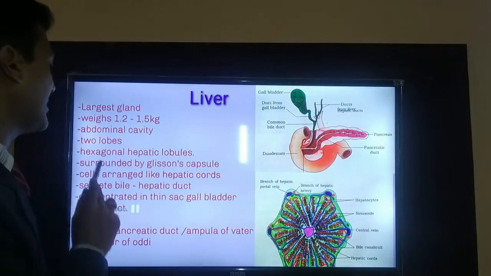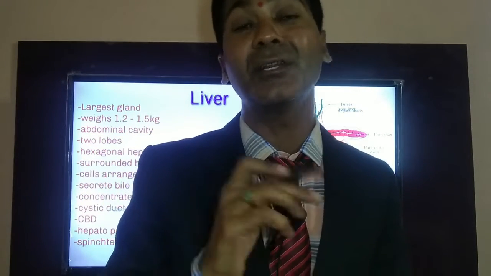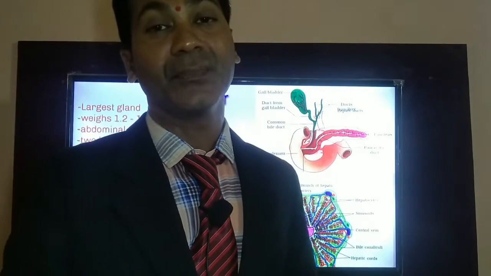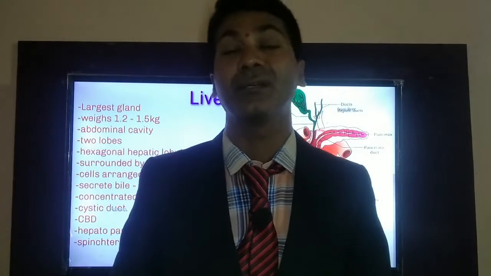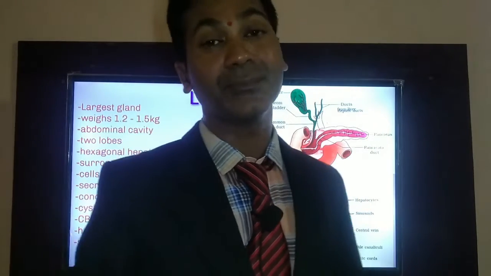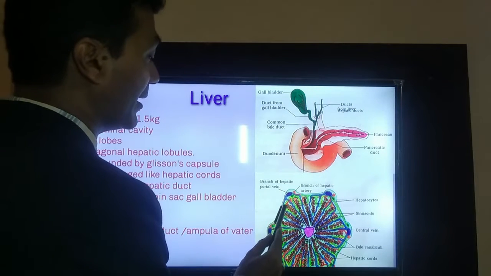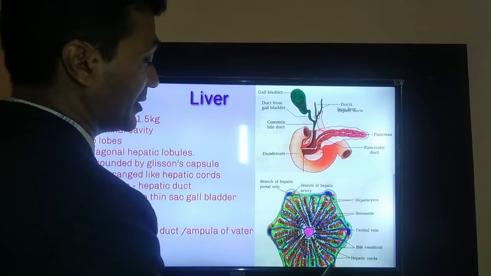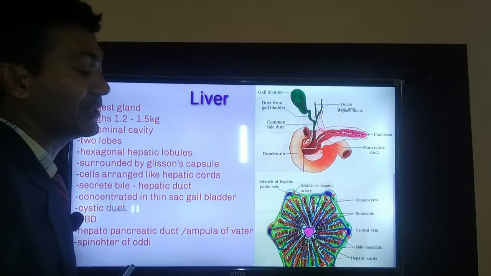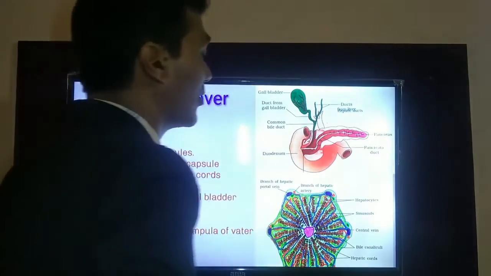Each hepatic lobule is hexagonal in shape, and this hexagonal hepatic lobule is considered the structural and functional unit of a liver. Why? Because the liver is made up of these lobules, and the function is also carried out by the lobules. Each hexagonal hepatic lobule is surrounded by a thin sheet of covering known as Glisson's capsule. Glisson's capsule is a covering of each hepatic lobule.